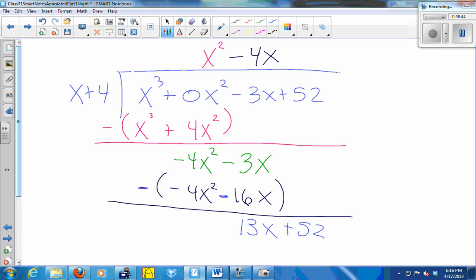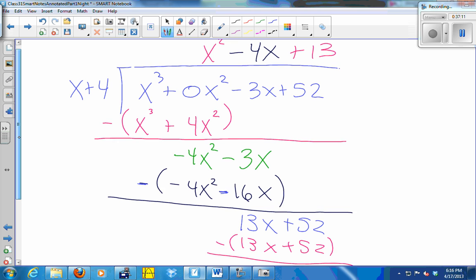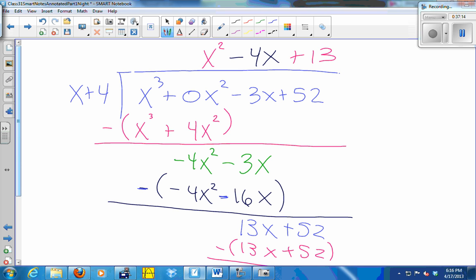X times what gives you 13x? 13, so I put a plus 13 here. And then multiply the 13 times the x plus 4. 13 times x is 13x. 13 times 4 is 52. Subtract. And you get 0. So we're done. No remainder. I have now factored this third degree polynomial. I knew one factor and I got the other by division. X squared minus 4x plus 13.